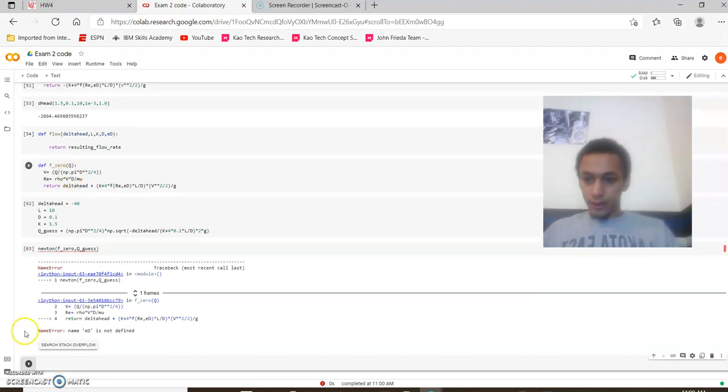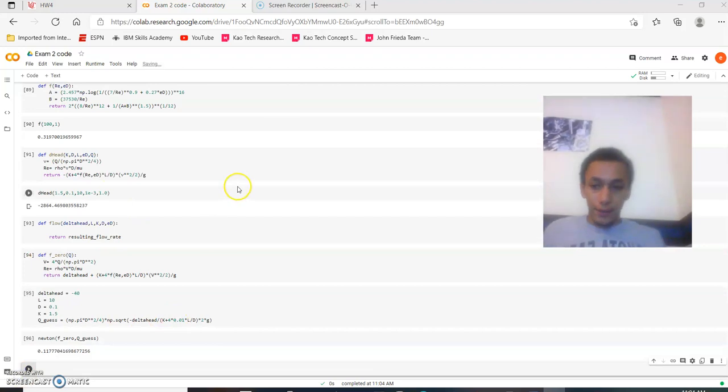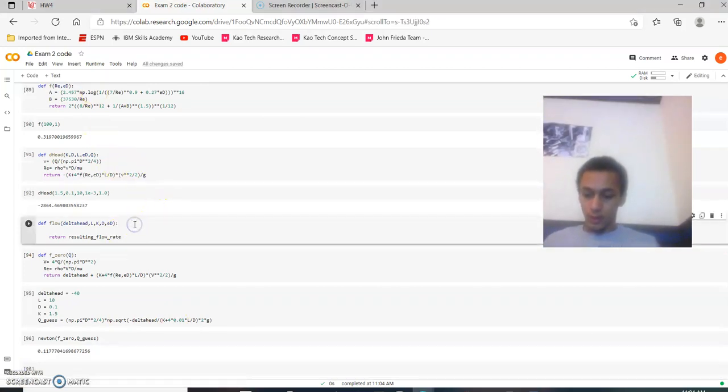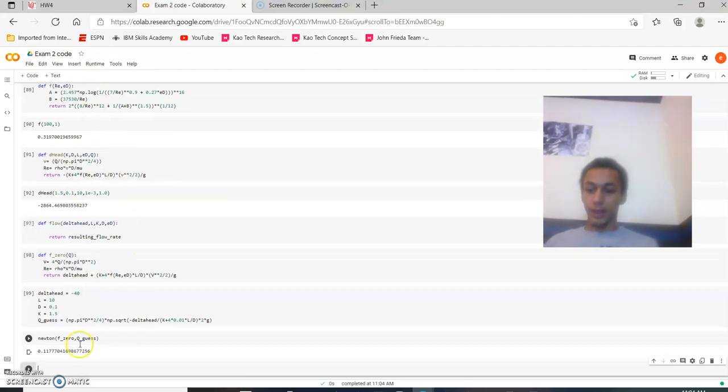ED is not defined. And I eventually fixed the error of ED not being defined. So I did that. Yeah, I got this. But that doesn't really solve the problem. So we're going to have to put in np absolute values and np signs to change this, so we don't have to manually put in delta head every single time.